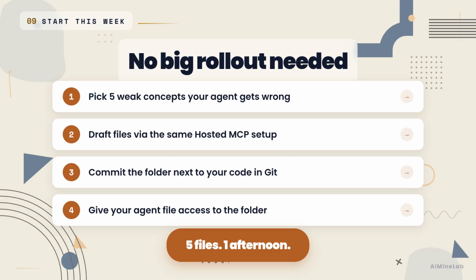3. Store that directory in your existing Git repository, right beside the code it describes. Changes go through pull requests just like everything else your team ships. 4. Give your configuration file access to that directory, and it starts reading real context before making any guess. 5 files, 1 afternoon. That's the whole barrier to entry.